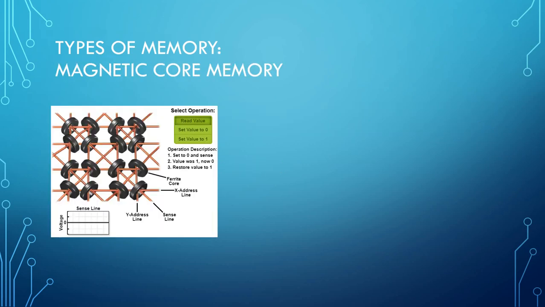Types of memory. Magnetic core memory. It was developed in the late 1940s and 1950s. It remained the primary way in which early computers read, wrote, and stored data until RAM came along in the 1970s.